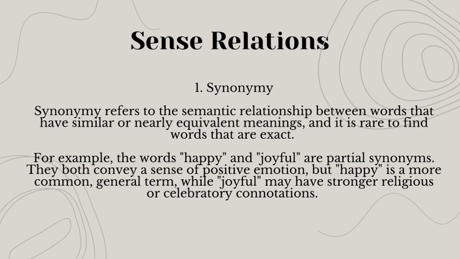So there are 5 general kinds of sense relations, or as we know, lexical relations. First is synonymy, or synonym, which refers to the semantic relationship between words that have similar or nearly equivalent meanings. It is rare to find words that are exact. For example, the words happy and joyful are partial synonyms. They both convey a sense of positive emotion, but happy is a more common general term, while joyful may have stronger religious or celebratory connotations. Another example is big and large. They have the same meaning, but big is more informal, while large is more formal.